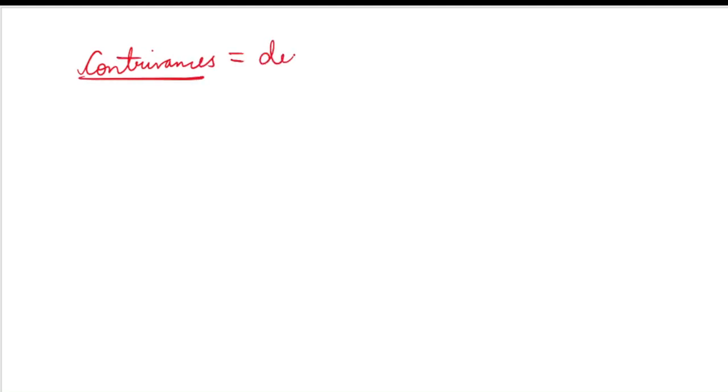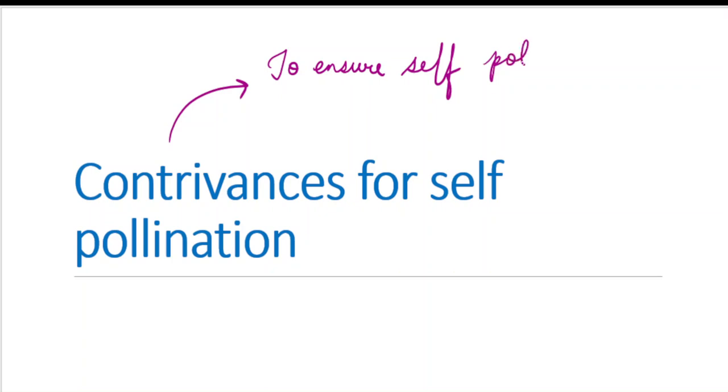Contrivances means devices. I will write it here in short. Now for self-pollination, the first important device is that there should be bisexual flowers. The contrivances for self-pollination are devices that will ensure self-pollination.